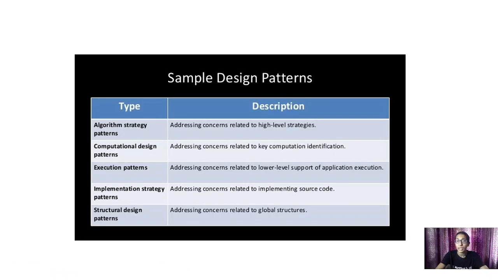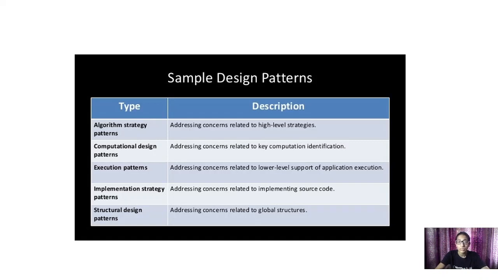Now, what are the types of simple design patterns? There are five to six types: algorithm strategy pattern, computational design pattern, execution pattern, implementation strategy pattern, and the structural design pattern. Now, what is the algorithm strategy pattern? It is used to address concerns related to high level strategies.